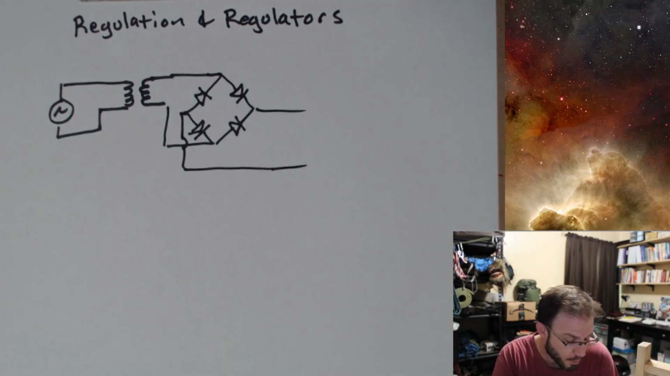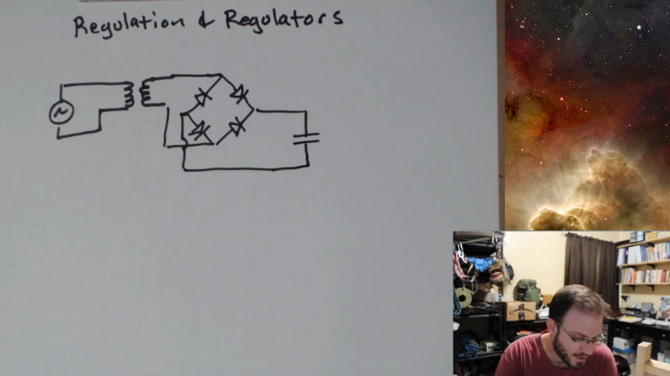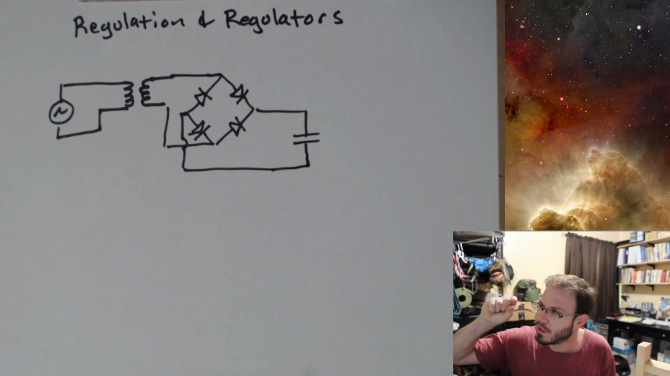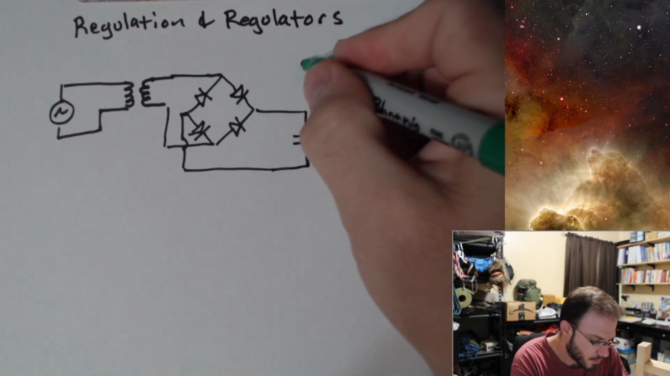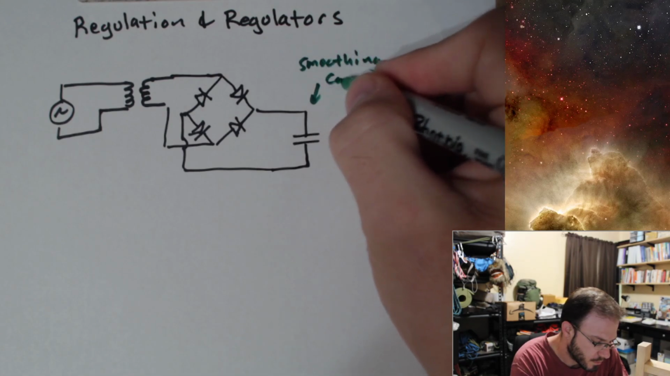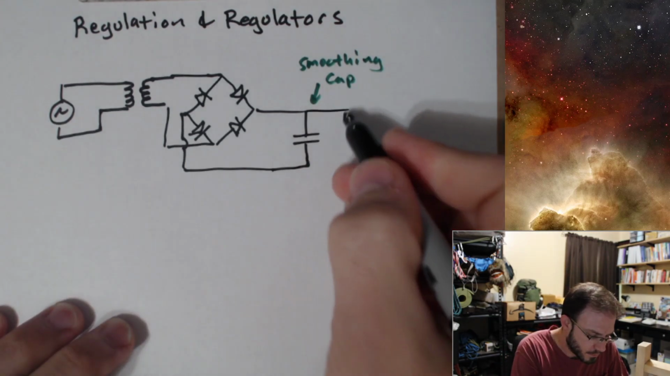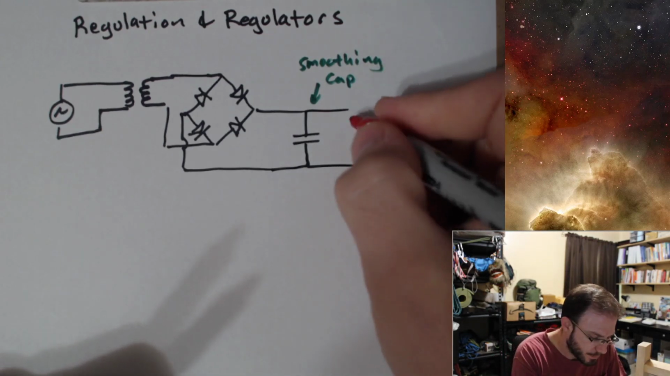After the full wave bridge rectifier, we then have our capacitor. We call this a smoothing cap in this application because we're basically trying to take that pulsating DC and turn it into, hopefully, a small ripple voltage. And then we would go into the load.